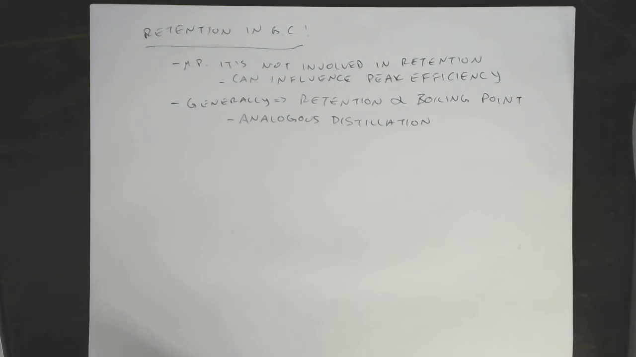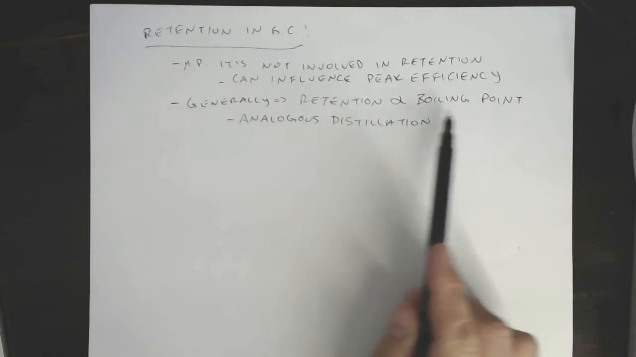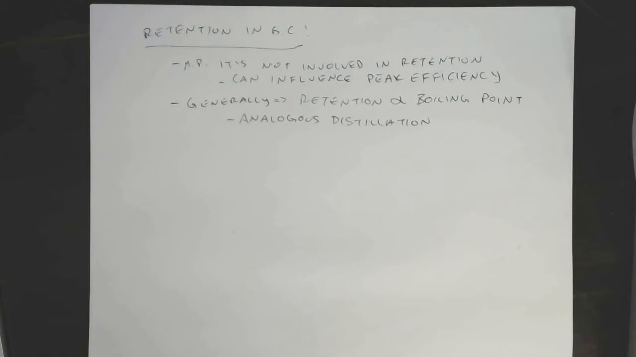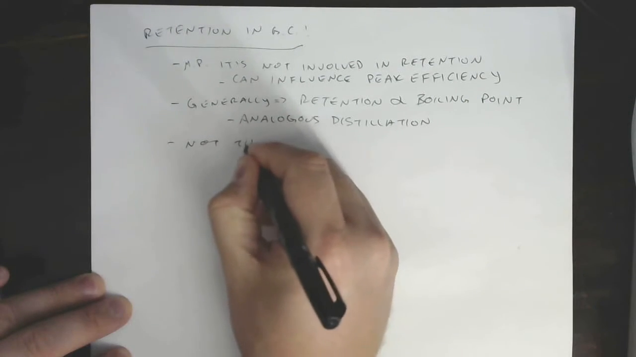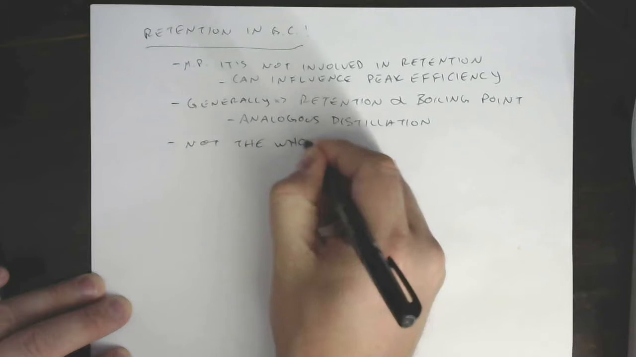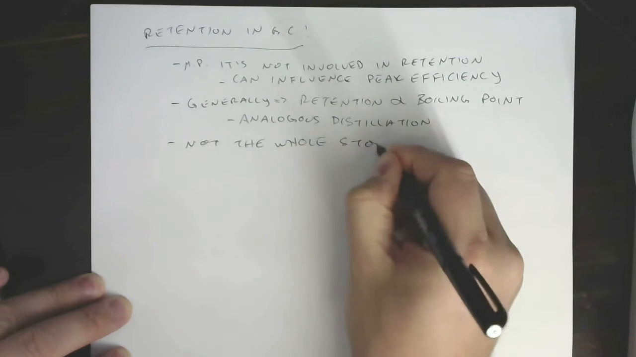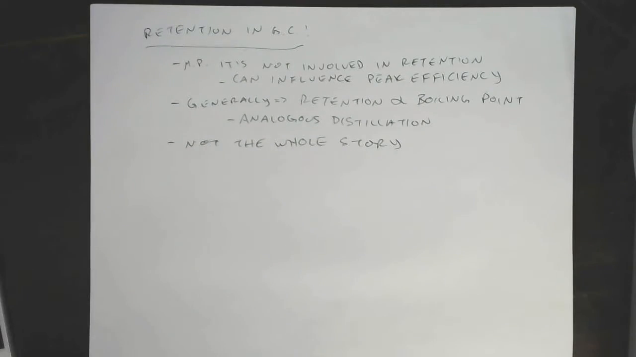If we compare two analytes that are extremely similar in structure and are on the same column, absolutely their retention order will be in the order of boiling point. But it turns out this isn't the whole story, right? That's not the whole story. And that's because we're not just taking a pot of analyte, sticking it on the stove and boiling it. We're not just talking about its vapor pressure here.